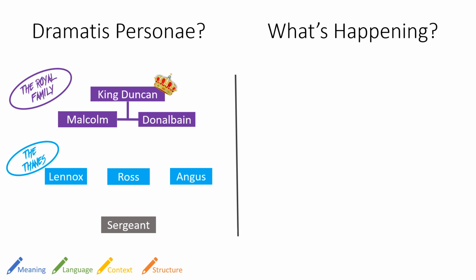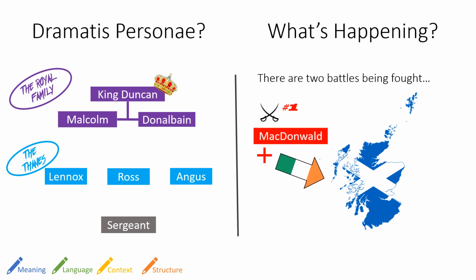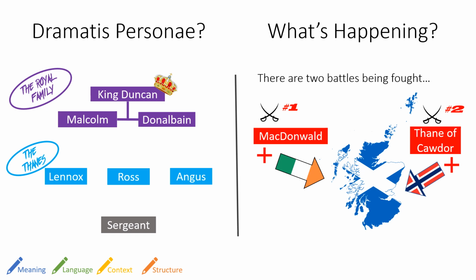Now, what's going on then? Well, we've got two battles that are being fought. First battle, okay, they're both happening in Scotland, is going to be with MacDonald. MacDonald is fighting King Duncan with men from the Western Isles. That's our first battle. Second battle, taking advantage of the fact that this is already going on, we've got the King of Norway being supported and helped by the treacherous Thane of Cawdor. That's that word again there.